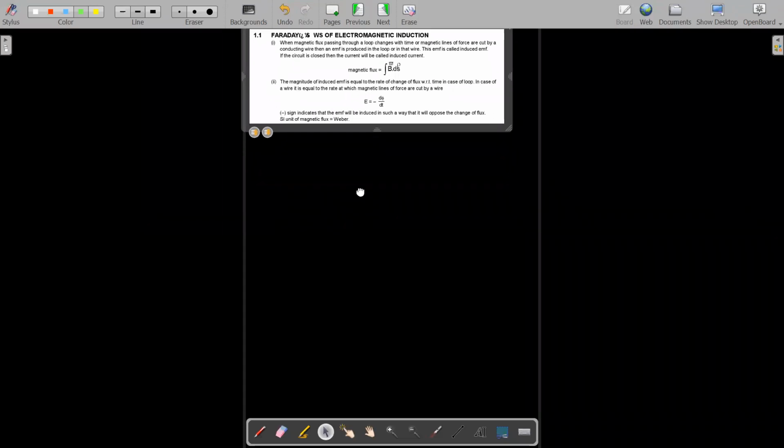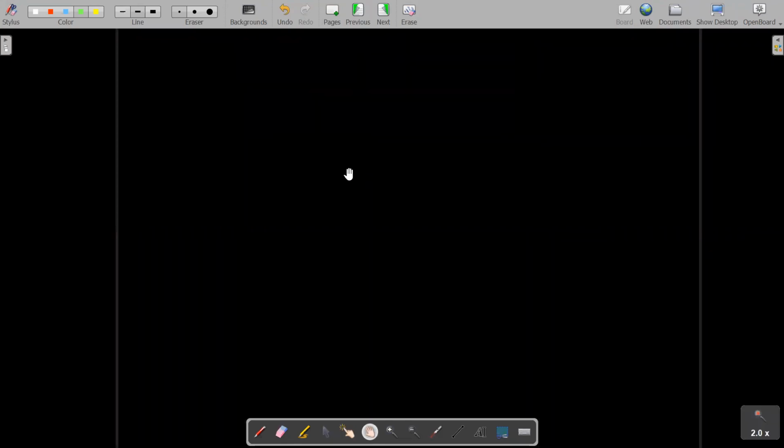Faraday's law of electromagnetic induction. What does it say? What do you mean by Faraday's law of electromagnetic induction? Here I am making an area like this. This is some area. And I am saying that I have some magnet here.